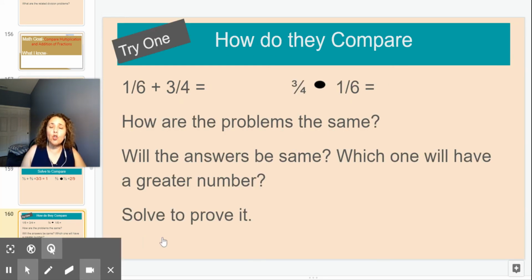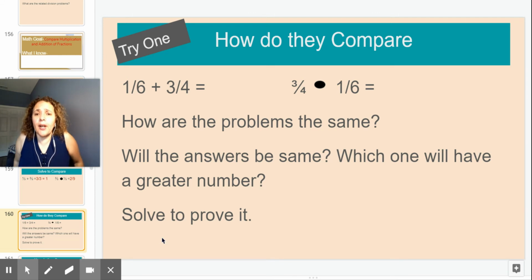All right, so you try one. How do they compare? 1/6 plus 3/4. How does that compare to 3/4 times 1/6? So how are the problems the same? Will the answers be the same? Which one will have a greater number? Solve and prove it to me, and then come back to me.